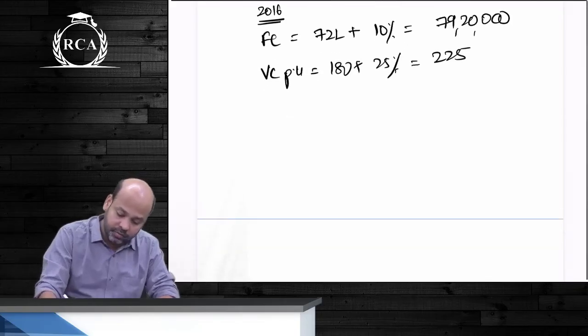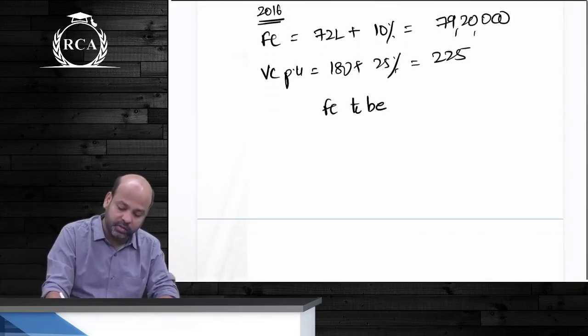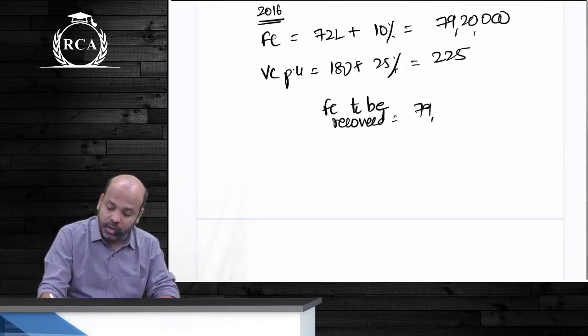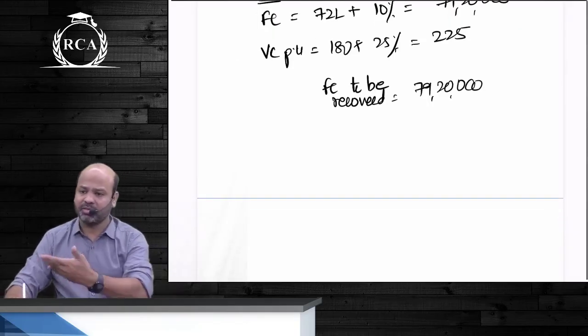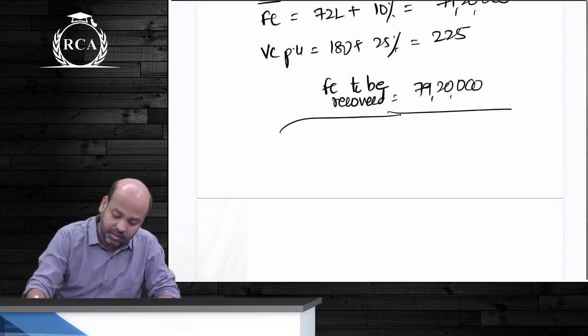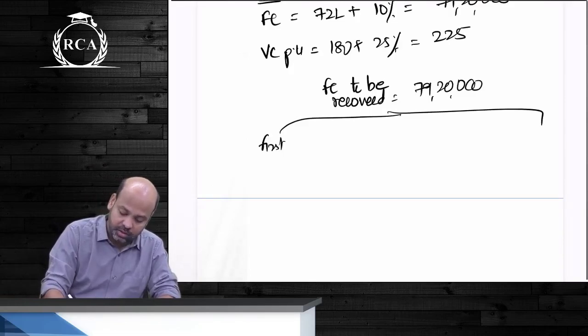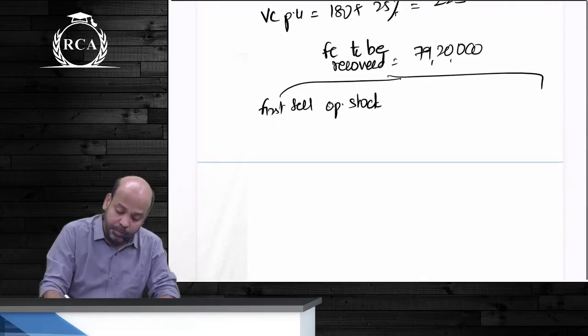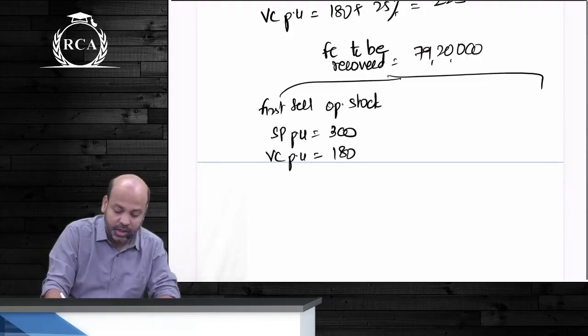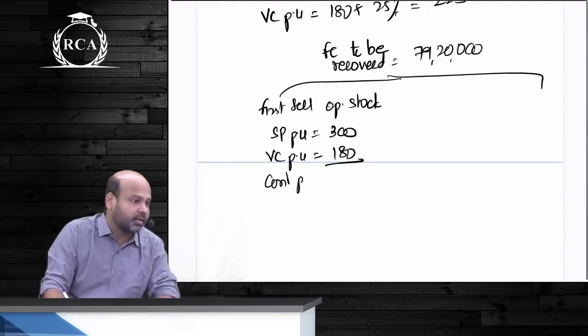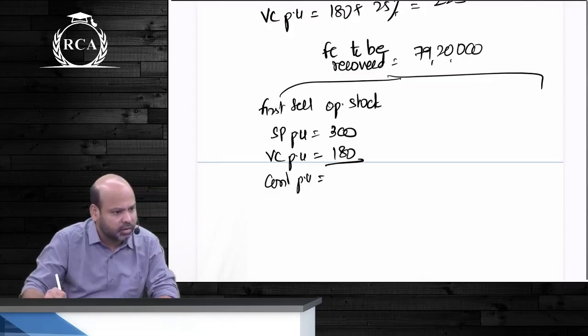now, guys, we know that fixed cost to be recovered is 79 lakhs 20,000. I cannot divide that by 75 rupees directly and write the break even point as 1,05,600. I will first sell opening stock. Opening stock का selling price per unit 300, variable cost per unit 180, already manufactured. क्या yes sir साले कैसे wrong है फिर इसके आगे देखो.